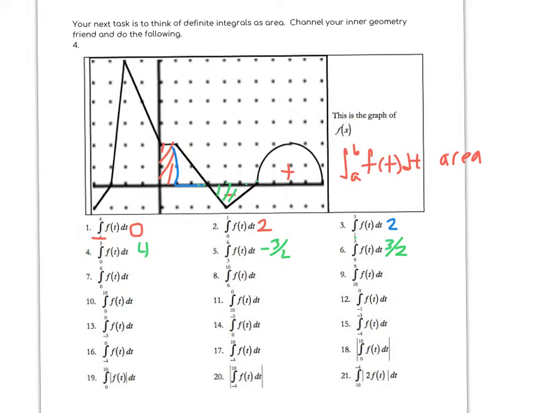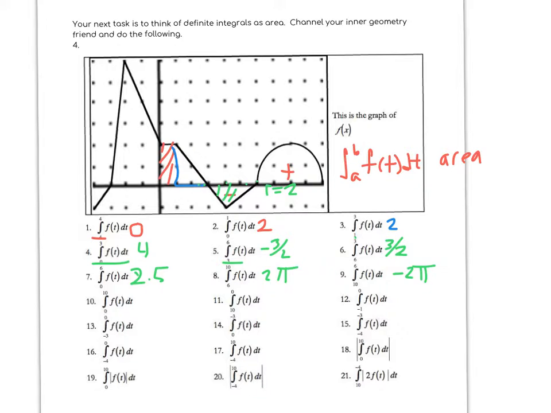0 to 6, I've got to add all these pieces together. So we've got 0 to 3, which is 4. 3 to 6, which is minus 3 over 2. When I add those, that's 4 plus negative 1.5 is going to be 2.5. From 6 to 10, that's my circle part. My radius is going to be 2. Pi r squared times 1/2 would end up being 4 pi times 1/2, which is 2 pi. 10 to 6, we're flipping the bounds, negative 2 pi.